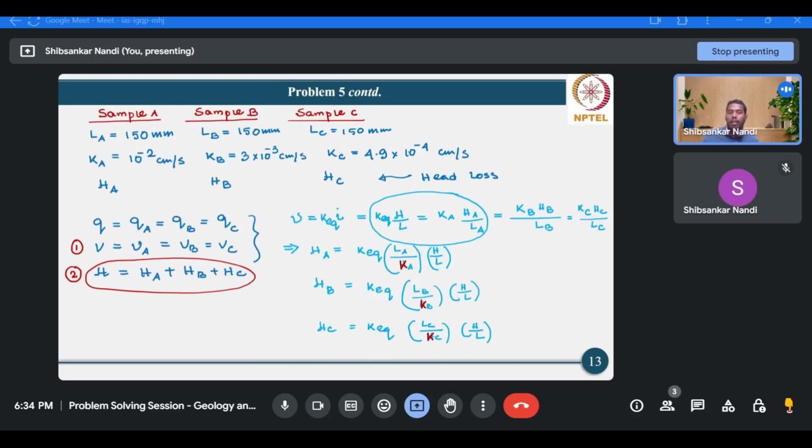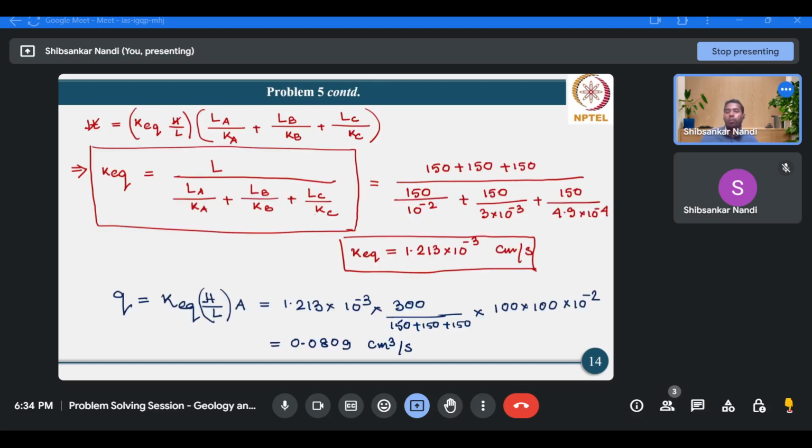And considering Darcy's law, we have derived the expression for equivalent hydraulic conductivity of the given stratified deposit. And by substituting the given values, we have obtained the hydraulic conductivity value as 1.213 x 10^-3 centimeter per second. Since the equivalent hydraulic conductivity value is known to us, we can easily determine the rate of flow through the soil samples.